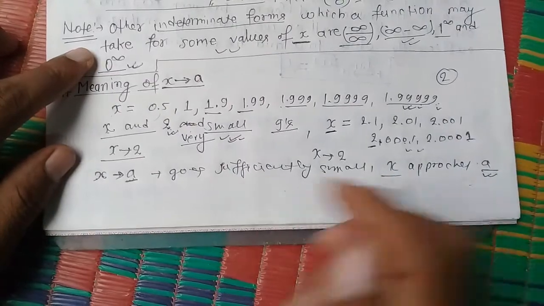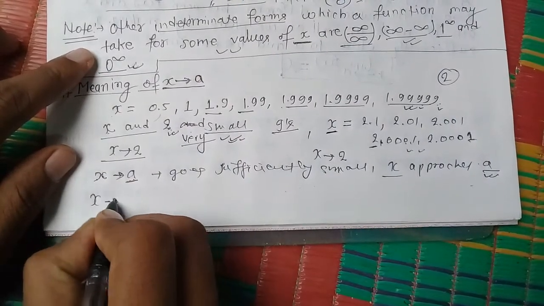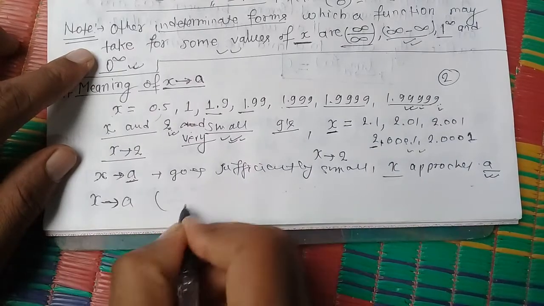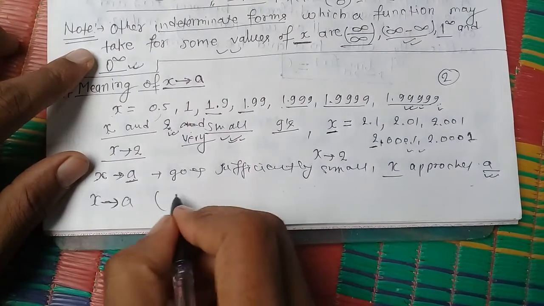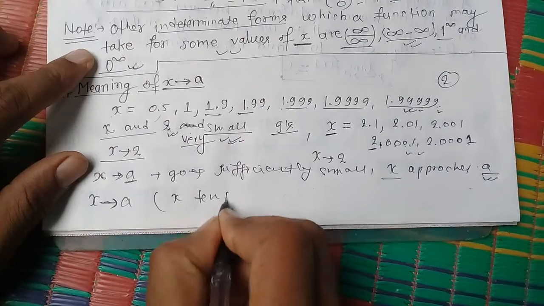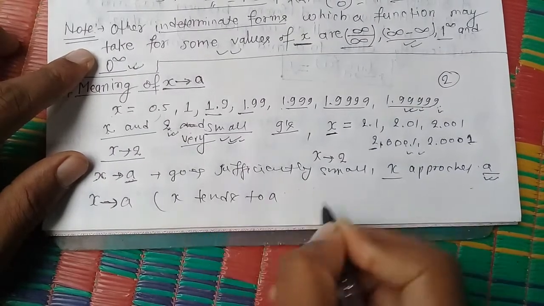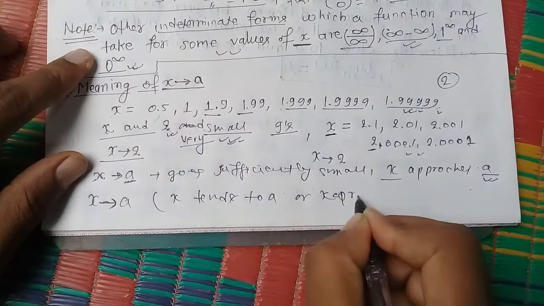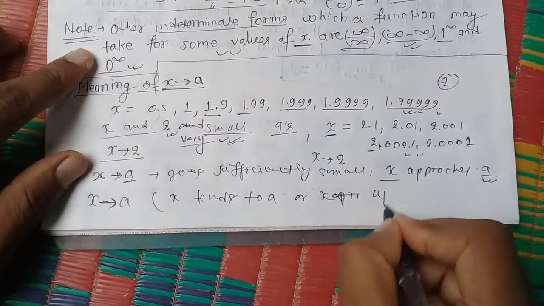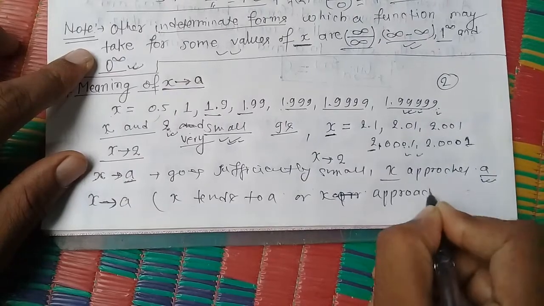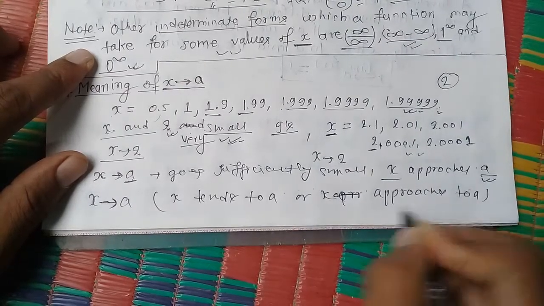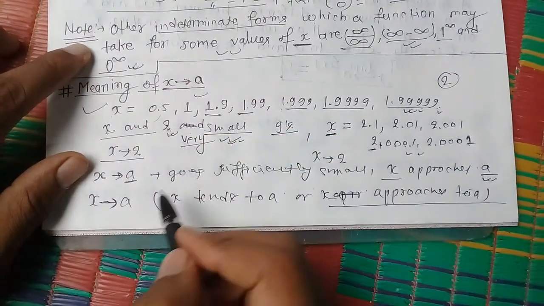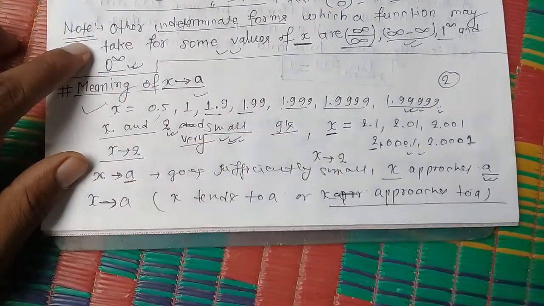So what is this symbol called? When this happens, the symbol is read as x tends to a, or x approaches a. So this is the meaning of x tends to a.